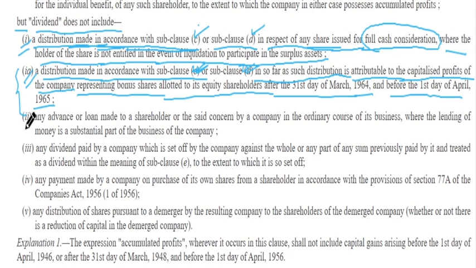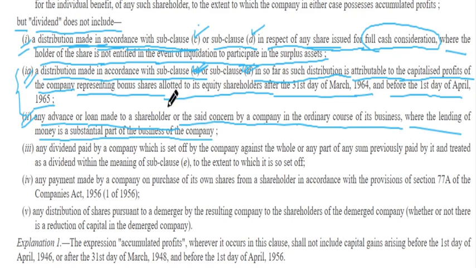Again, dividend does not include any advance or loan made to a shareholder or to the concern in which the shareholder has substantial interest, by the company in the ordinary course of business, where the lending of money is a substantial part of the business of the company. So this amount is also not included.